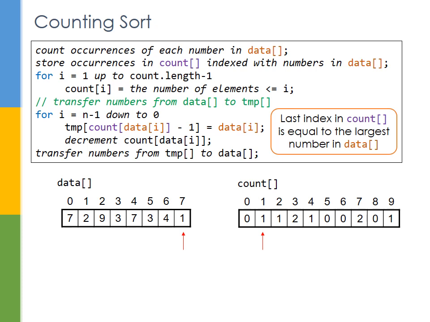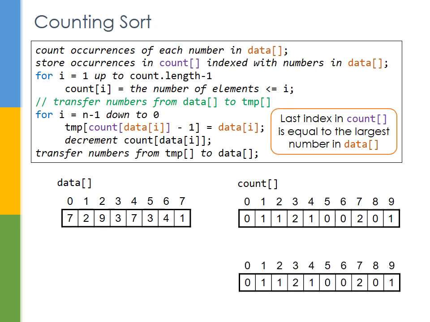So now we've stored the number of occurrences of every particular number within the data array. So next we need to enter this for loop over here, and this for loop runs from index 1 up to 1 less than the number of elements in the count array. So in other words, starting at subscript 1, we run all the way to the end of the count array, and then we set the value at the current index in the count array to the number of elements that are less than or equal to i's current value.